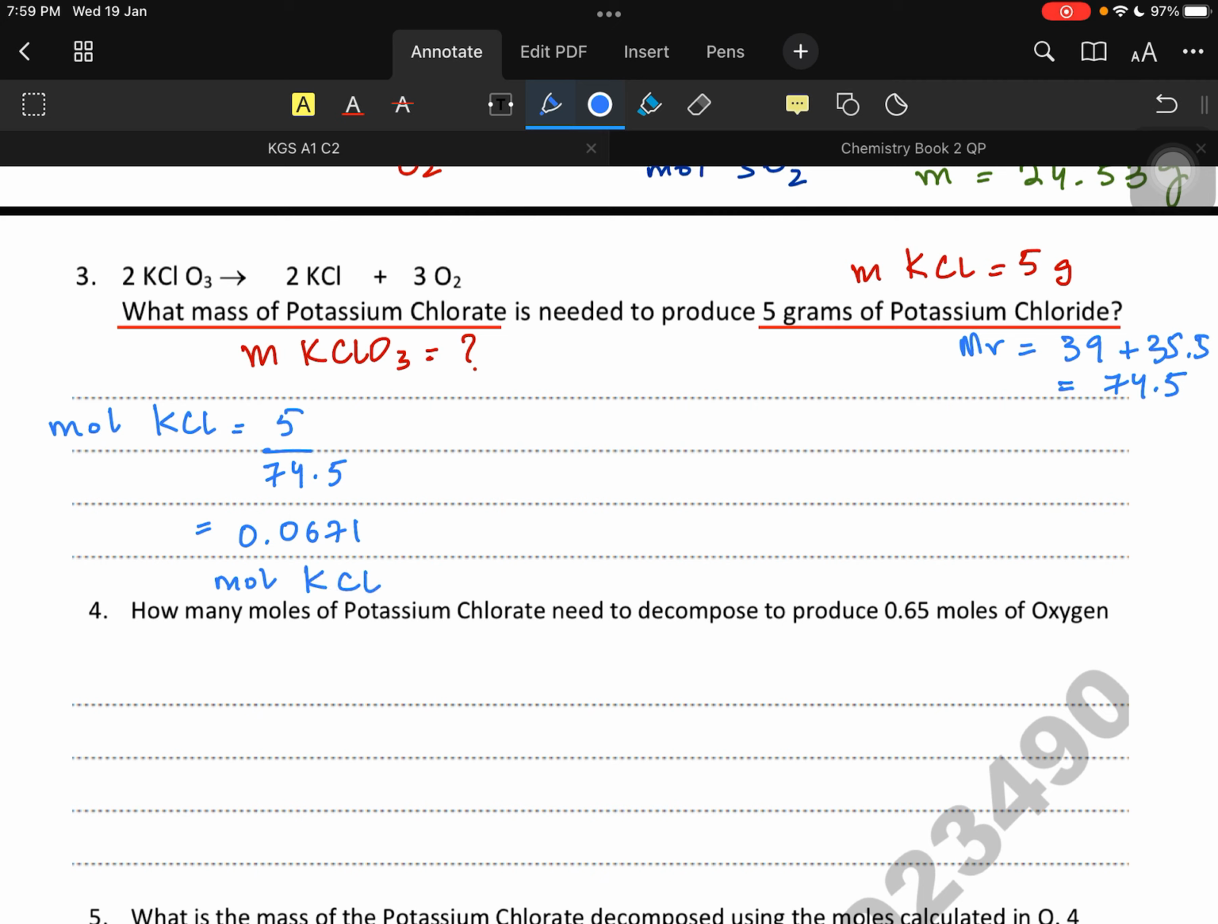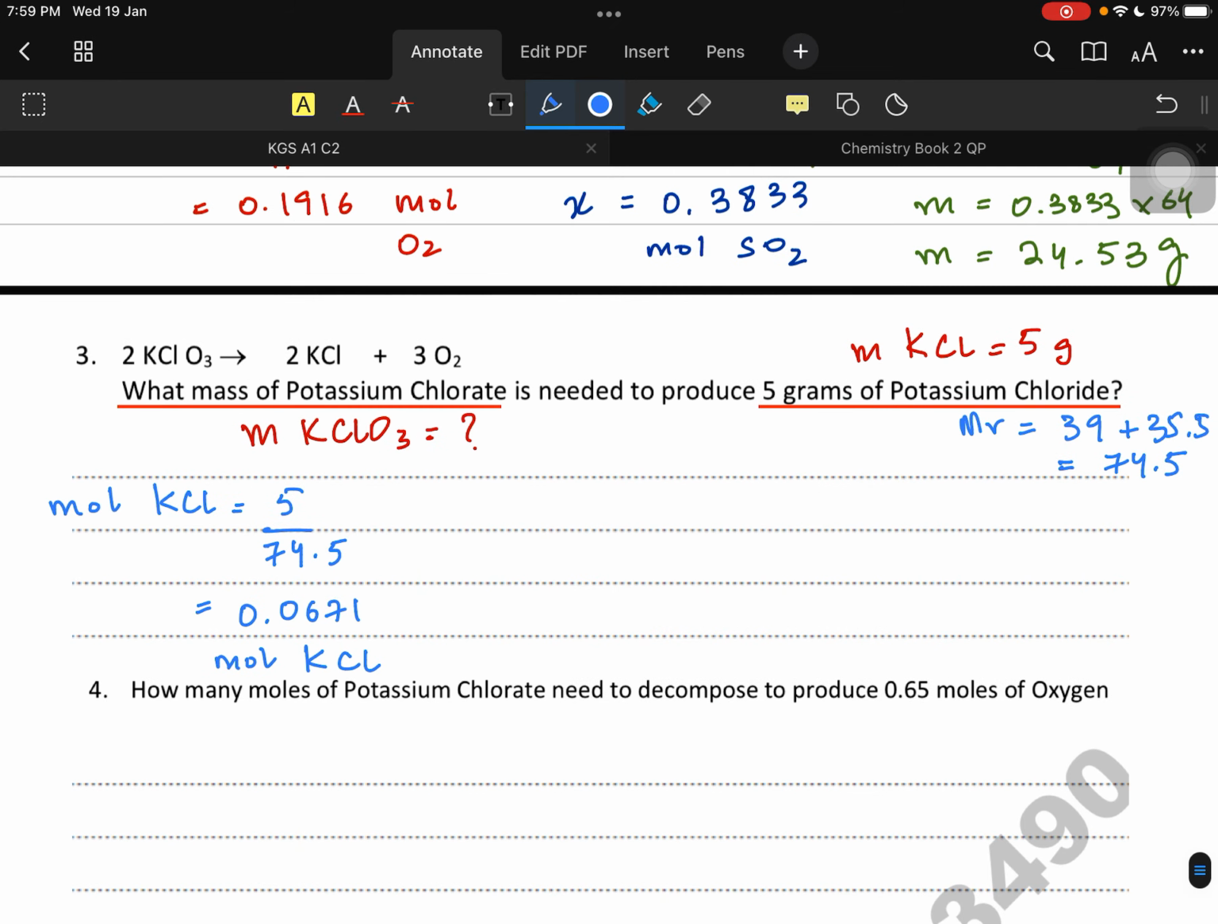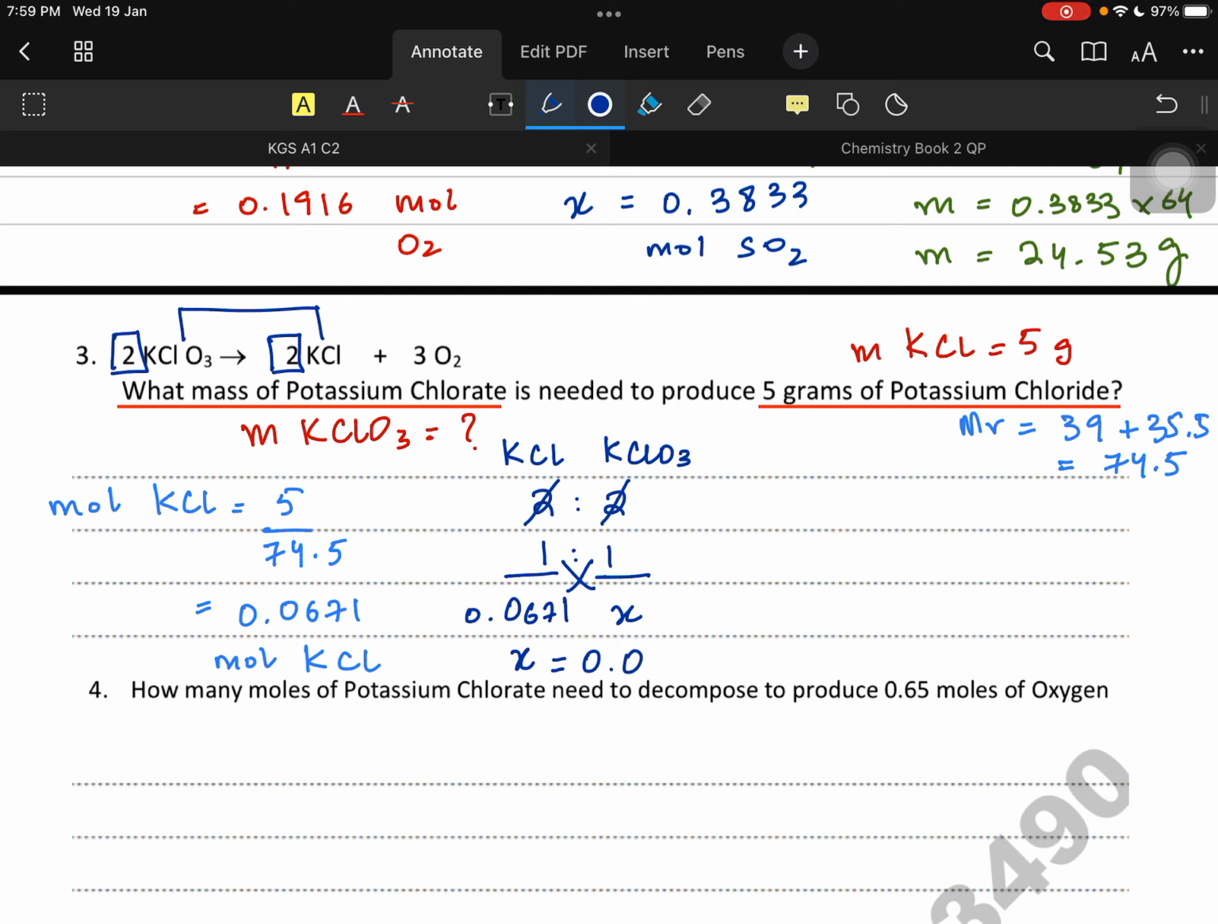Now we need a relationship between KCl and KClO3. If we look at the equation, we see the relationship between them is 2:2. The ratio is 2:2 between KCl and KClO3. So we simplify it and we get to know that the relationship is indeed 1:1. Now if the moles of KCl was found to be 0.0671, the moles of the unknown would be exactly the same because the relationship is 1:1. So we get the moles of KClO3 to be the same, which is 0.0671. This is the moles of KClO3.